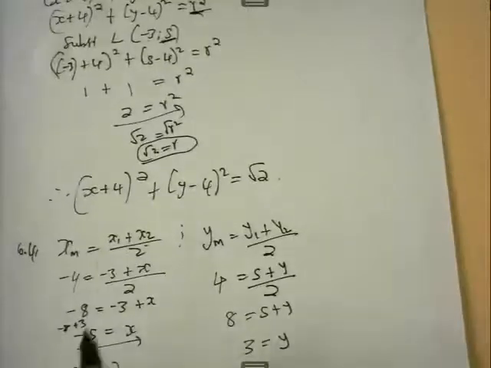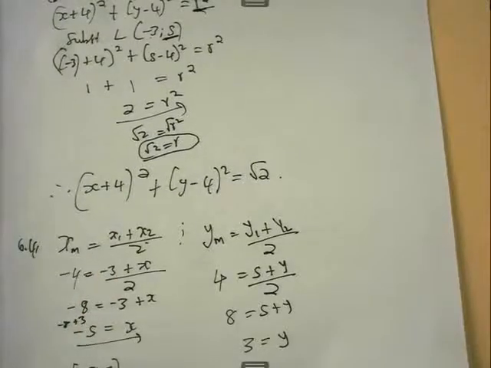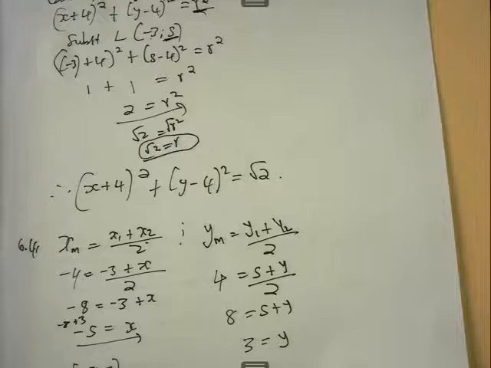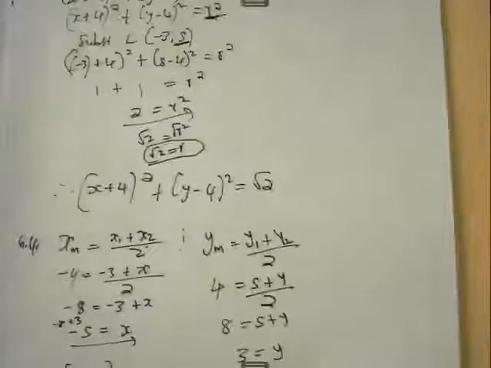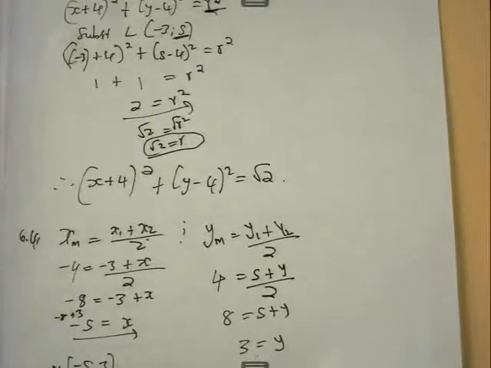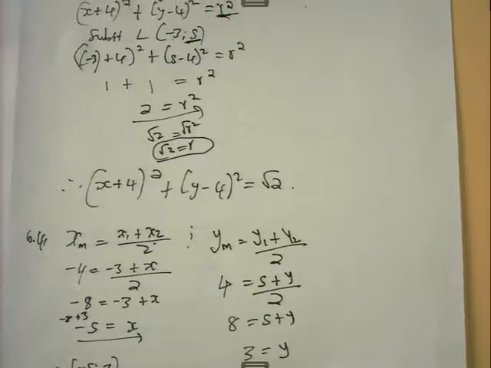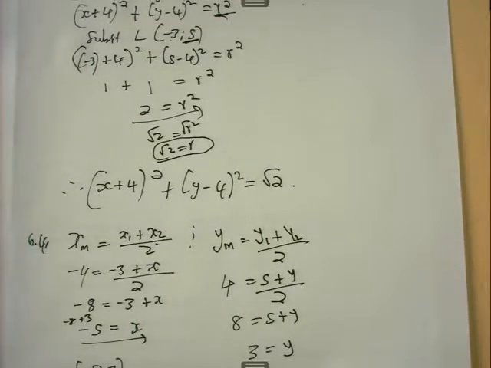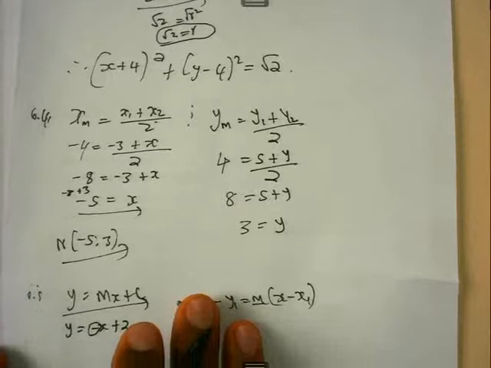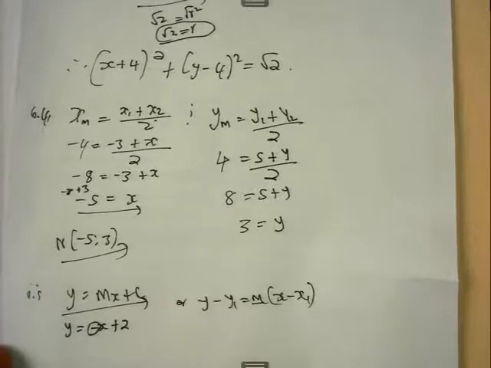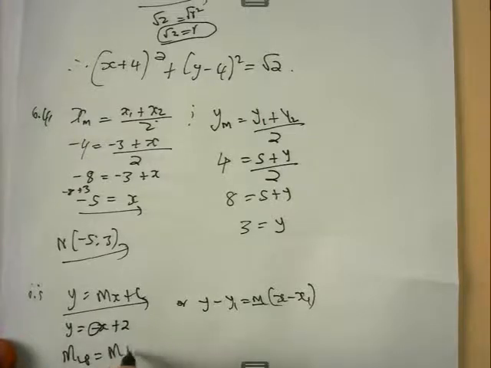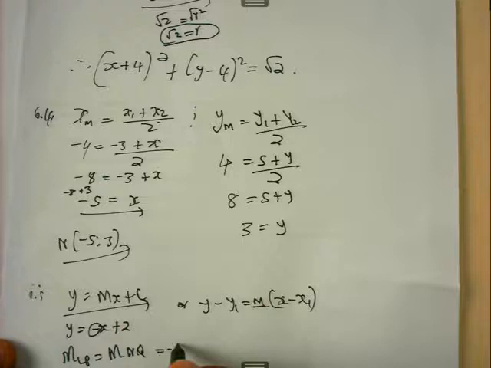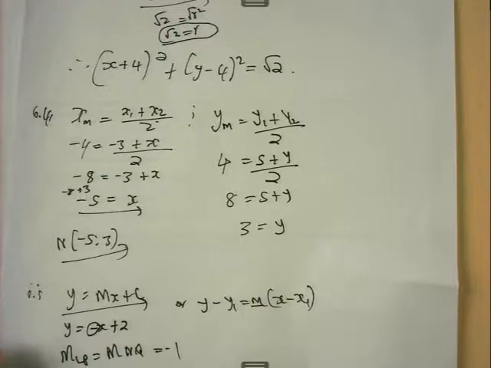Now from this one, you remember the equation of LP. The equation of LP is y is equal to minus x plus 2. Then immediately we can see the gradient here. The gradient is minus 1. Therefore, since these two lines are parallel, the gradient of LP is equal to the gradient of NQ, which is a negative 1.